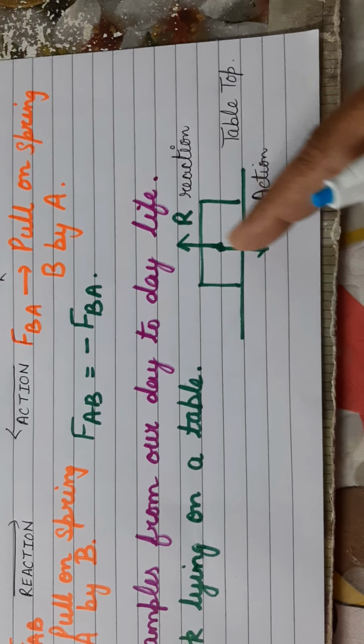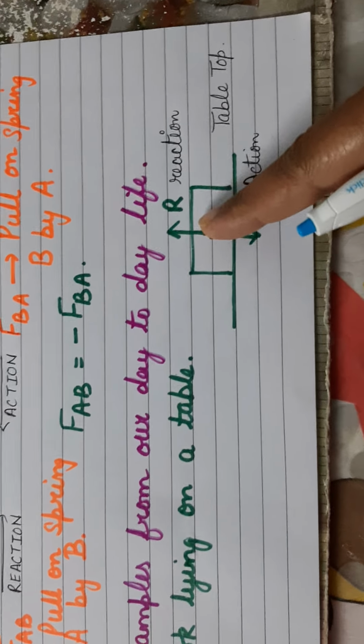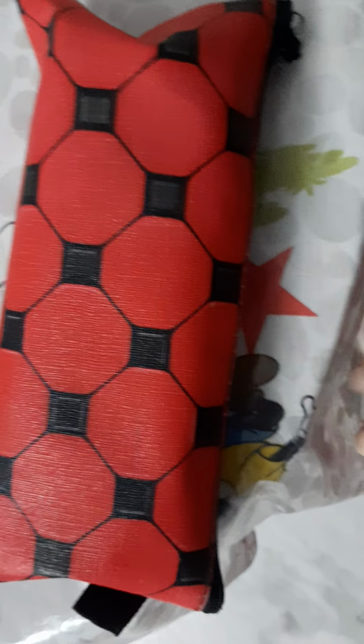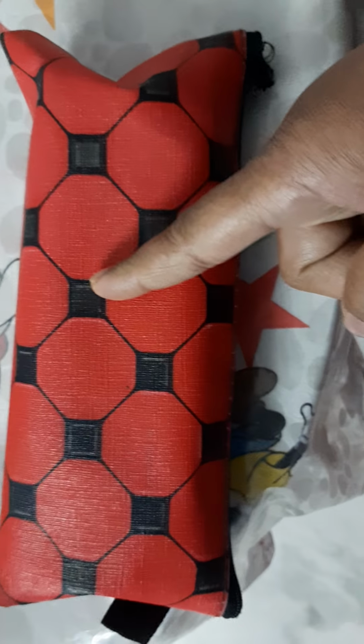You can see in the diagram I have drawn, the weight is the action force. It is acted on the table because of the weight of the book which is placed on the table, and as a result of that, there is a reaction force which is exerted by the table on the book in the upward direction, and these two are action reaction forces which are acting on the book, due to which it is stable. It doesn't fall. Look at this pouch. It is placed on the table. There is the weight of the pouch acting in the downward direction, and the table is also exerting an equal and opposite force on the pouch.